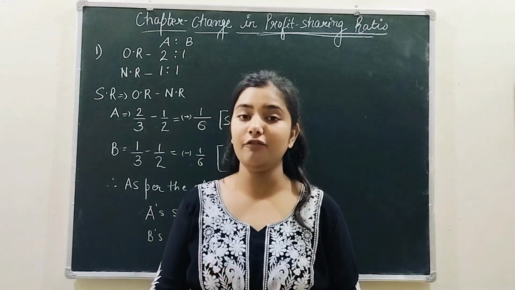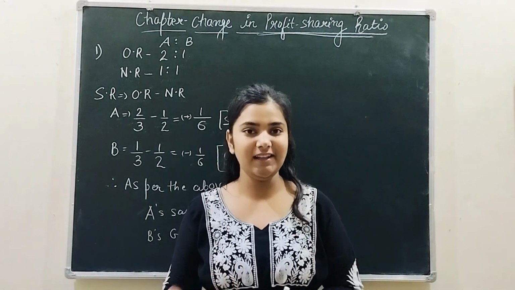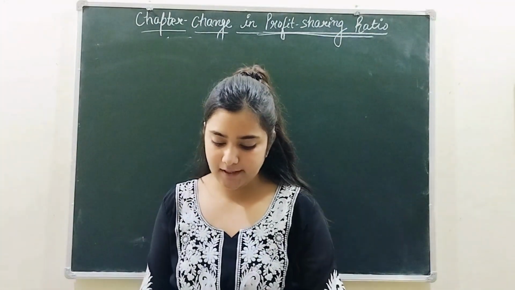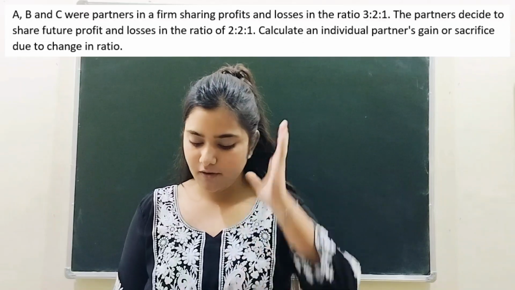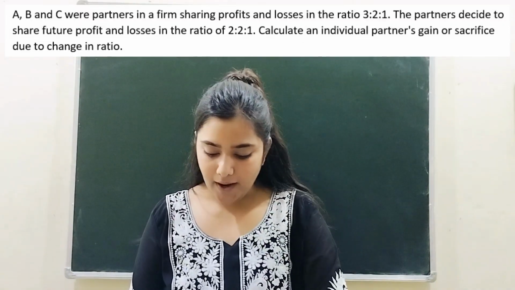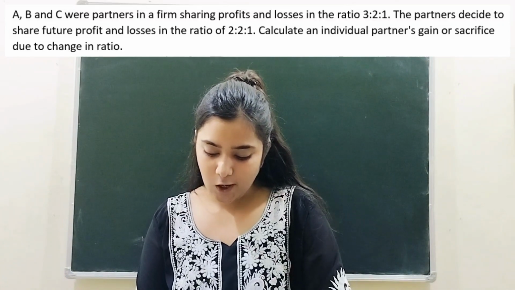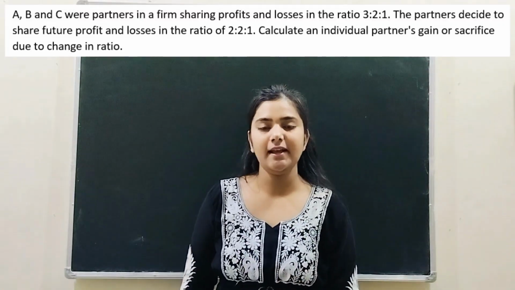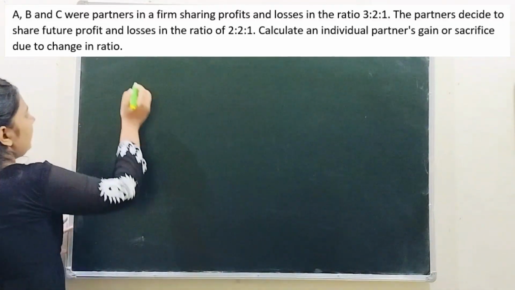Now we are going to take a few more questions. So let's take another question. The next question that we are going to take is: A, B and C were partners in a firm sharing profits and losses in the ratio 3:2:1. The partners decide to share the profits and losses in the ratio 2:2:1. Indicate each partner's gain and sacrifice due to change in profit sharing ratio.